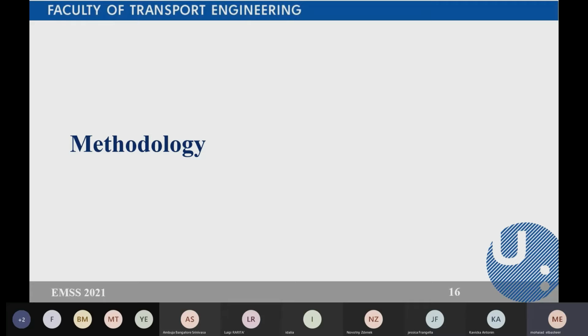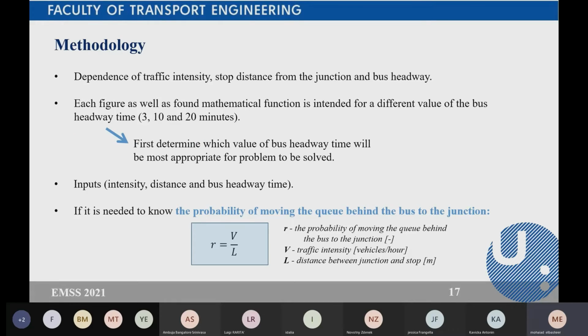With this, we have come to the following topic, final methodology. Finally, the models want to quantify the proportion of when the queue of vehicles hits the junction and when it will be 0 or will be formed only behind the bus stop and will not affect other drivers passing through the junction.